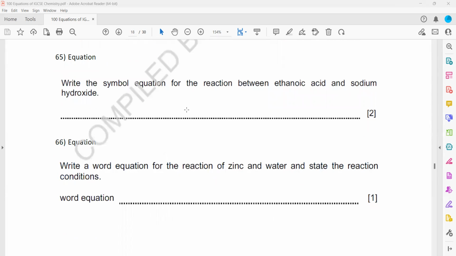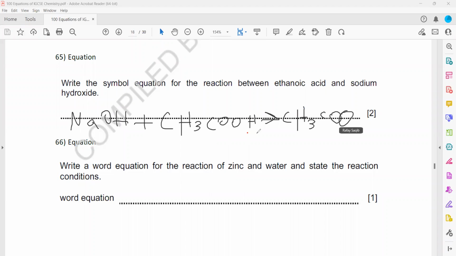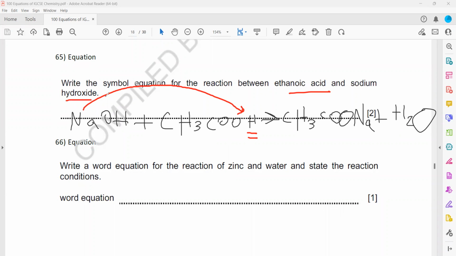Write a symbolic equation for reaction between ethanoic acid and sodium hydroxide. So sodium hydroxide is NaOH, ethanoic acid is CH3COOH. The simple rule to write these equations, for a carboxylic acid, is just replace the hydrogen with the metal. Like the sodium will take the position of hydrogen, so it will form sodium ethanoate plus water, because acid is reacting with a metal hydroxide, so it will form salt and water.